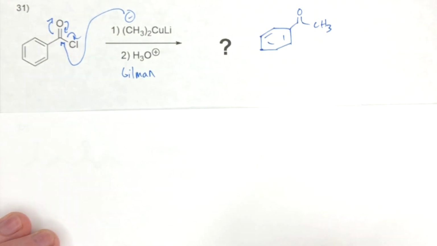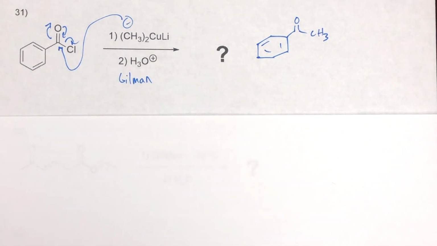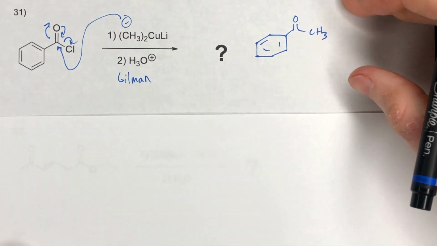And of course, step 2 is just acid workup because our intermediate is going to have a negative charge, and we want to stabilize that by protonation. So this is going to be our final product for this one. This is just a way to illustrate that if you wanted the ketone, you can't use this Grignard, but you can use the Gilman to get this selective ketone product.